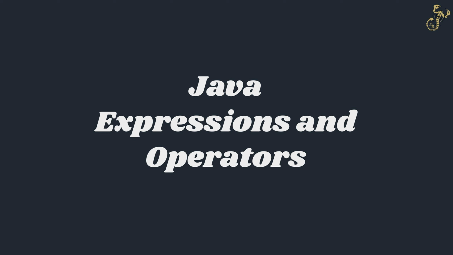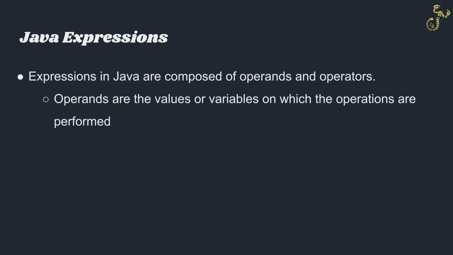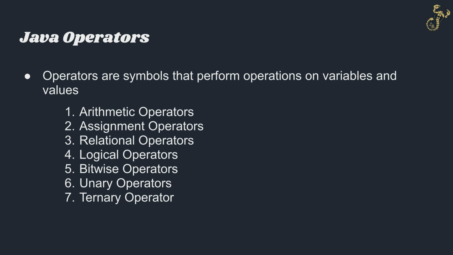In today's video, we're going to learn about Java expressions and operators. So first, let's see what Java expressions are. Expressions in Java are composed of operands and operators. Now let's see what operands and operators are. Operands are basically the values or the variables on which the operations are performed. On the other hand, operators are symbols that perform certain operations on variables and values.